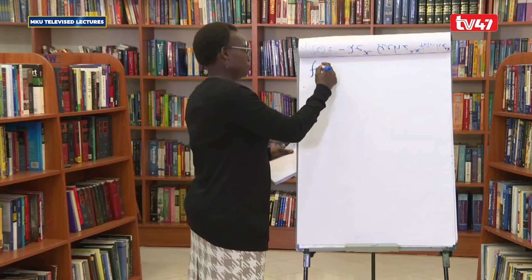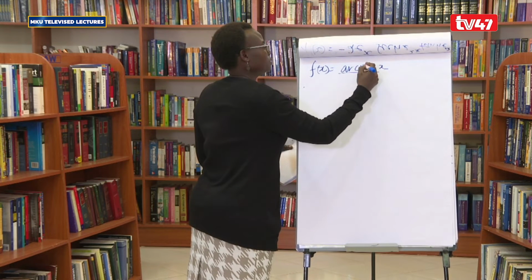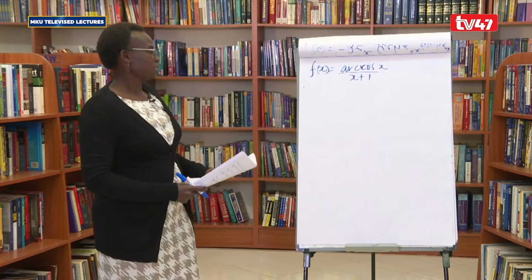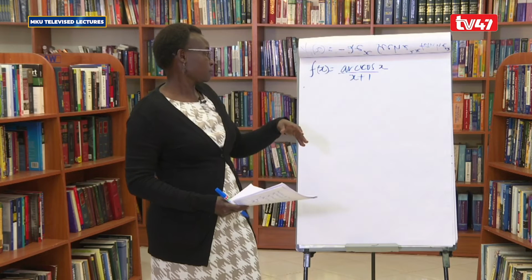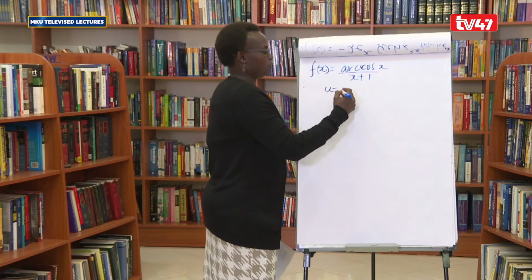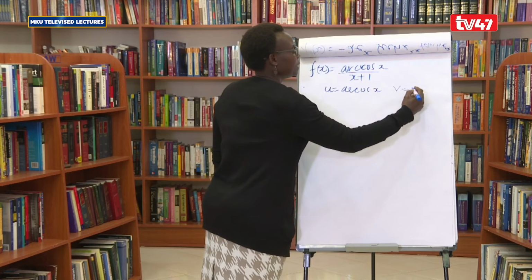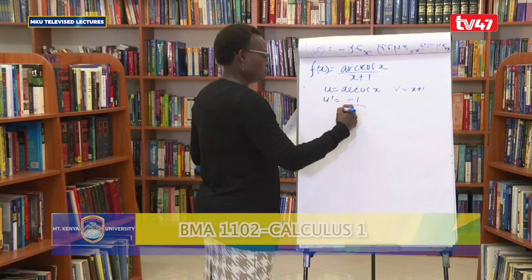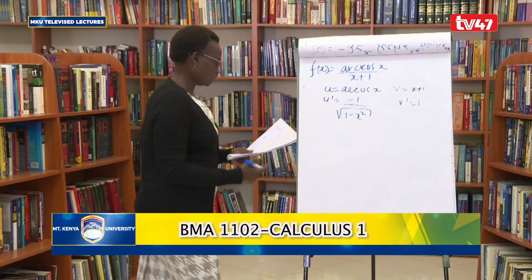f of x is equal to arc cos x over x plus 1. So as much as this function has an inverse trigonometric function, mainly it is a quotient, so we have to use the quotient rule. So in using the quotient rule, our u is the arc cos x, and then our v is x plus 1. So our u bar is going to be negative 1 over root of 1 minus x squared, and then our v bar is going to be 1.